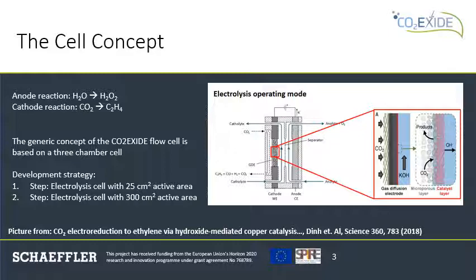The CO2 gas chamber is separated by a gas diffusion electrode from the catholyte. The catholyte and the anolyte are separated by a membrane. The cathodic copper catalysts that were developed within the CO2EXIDE project were applied to the porous GDE, and the anodic catalysts were directly brought onto the anodic electrode. As mentioned before, the development strategy of the CO2EXIDE project foresees one small cell with 25 square centimeter active area, and in a second step, one large size cell with an active area of 300 square centimeter.